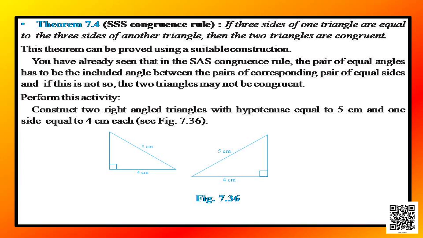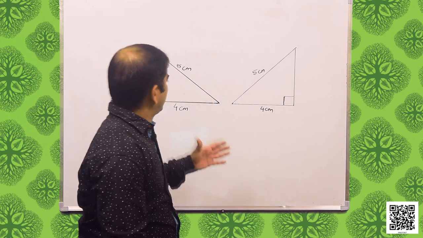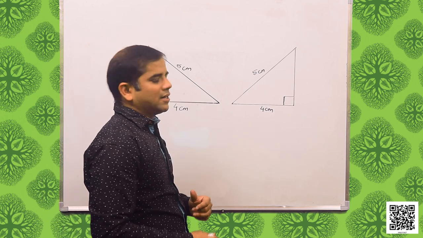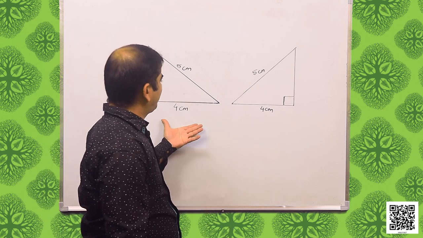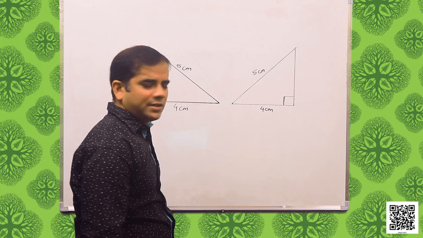Students, you have already seen that in the SAS congruence rule, the pair of equal angles has to be the included angle between the corresponding pairs of equal sides. And if this is not so, the two triangles may not be congruent. Let us perform this activity. Let us construct two right angle triangles with hypotenuse equal to 5 cm and one side equal to 4 cm each. Let me draw the diagram first. You can see two right angle triangles, opposite in direction to each other. Both have base 4 cm and hypotenuse 5 cm.